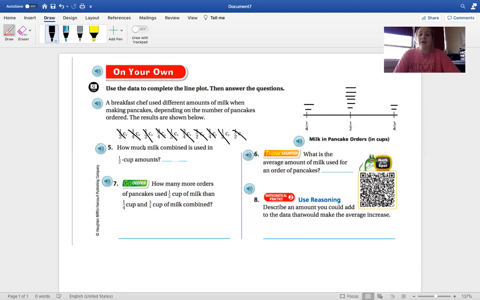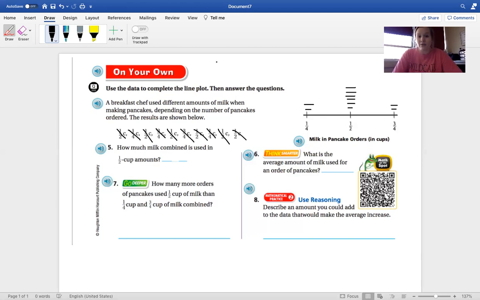Okay, so how much milk combined is used in 1/2 cups amount? Well, we know that he used a 1/2 cup 6 times. So if we need to find out how much milk that is total, there's 2 ways we can do that. We can do a half plus a half plus a half plus a half plus a half plus a half, or we can do 6 times 1/2.